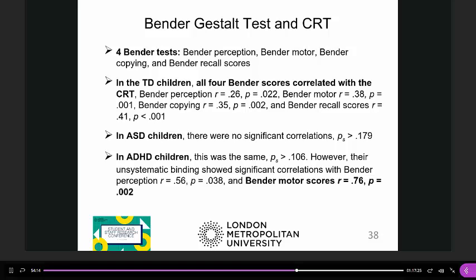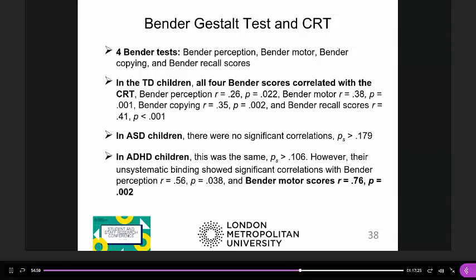Then we had a look at the fine motor skills, and the Bender test consists of Bender perception, Bender motor, Bender copying, and Bender recall tests, recall scores. In the typically developing children, all these four Bender scores, remember the slide I showed before with the pressure and the speed of fine motor skills, all this correlated with the common region test significantly. So all these values say that about 1/3 of what they do in fine motor skills explains what happens in the common region test.